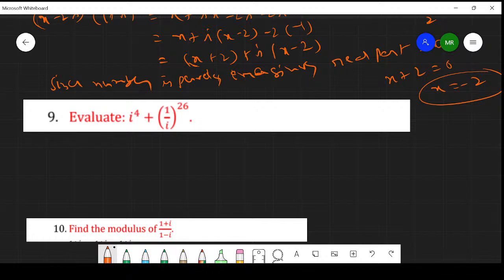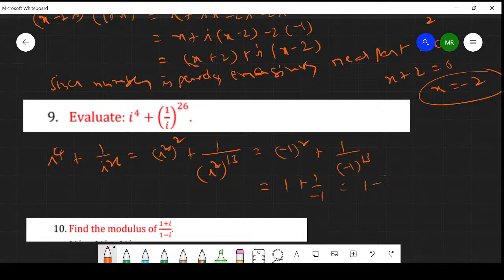We know i square is equal to minus 1. I can write i power 4 as i square whole square. Similarly, 1 by i power 26, I can write as 1 by i square whole power 13. Then i square is minus 1, so minus 1 whole square is 1, and 1 minus 1 will be 0. The result is 0. Simple problem.